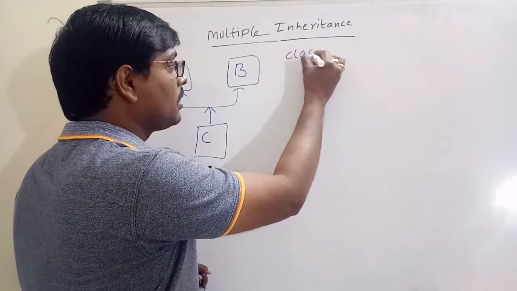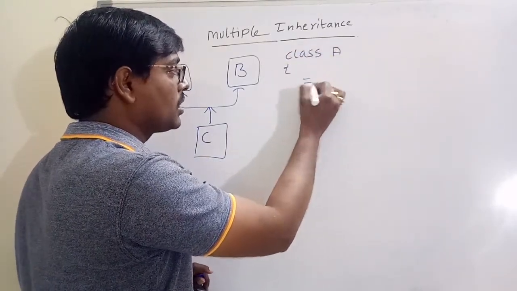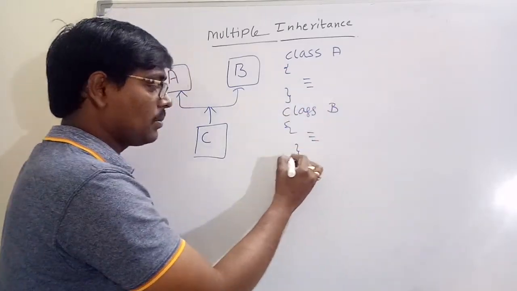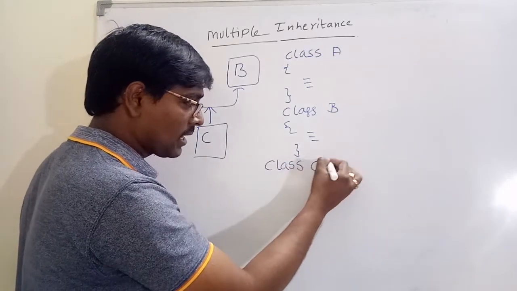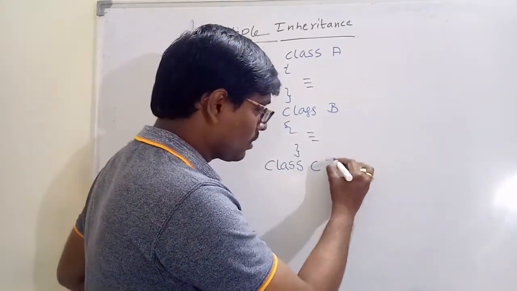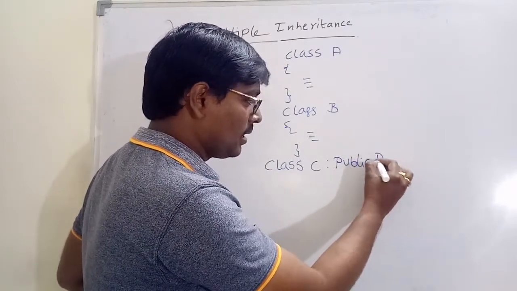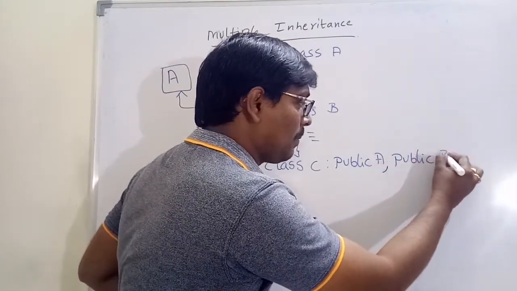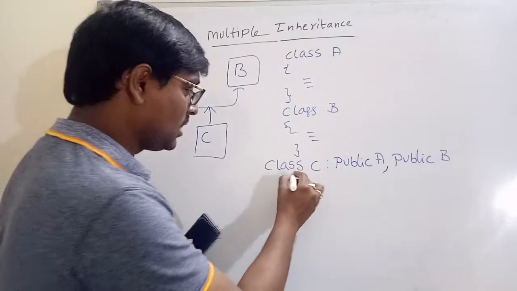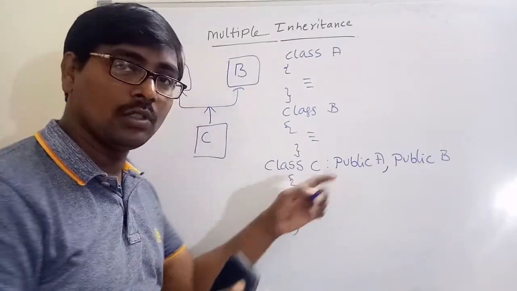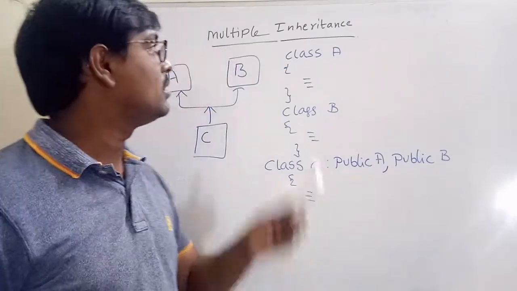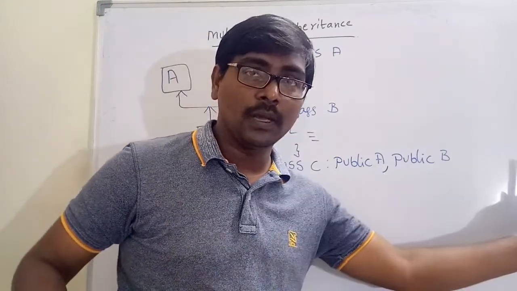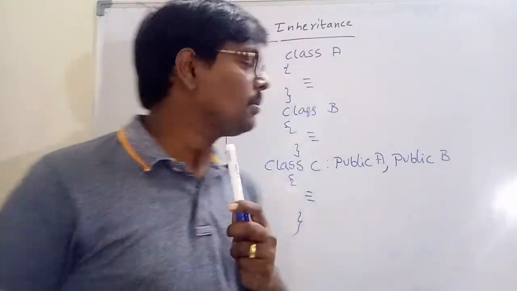See the example: class A contains some members, and class B also contains some members. Then how to perform inheritance? Class C colon public A, that is inherited from A, comma public B, inherited from B. That is, class C inherits the properties from both the parent A and parent B. This is called multiple inheritance. Here we can inherit from any number of parents, but the child is single and the parents are many.